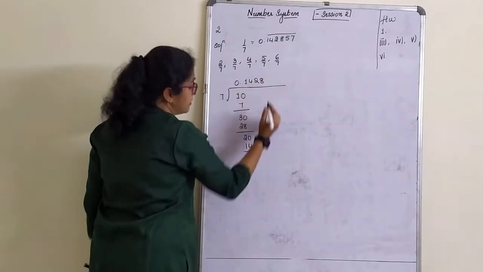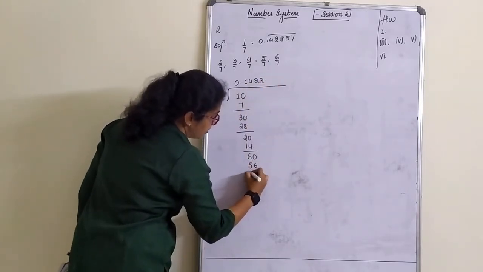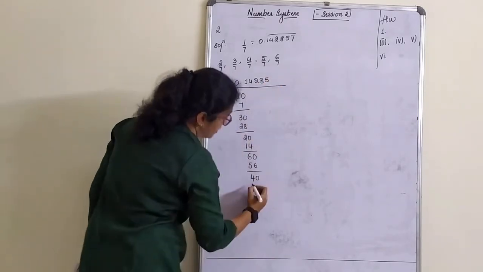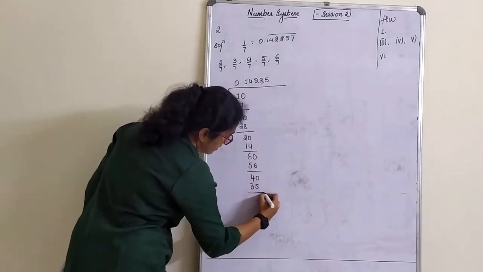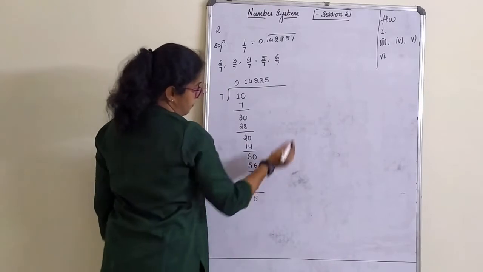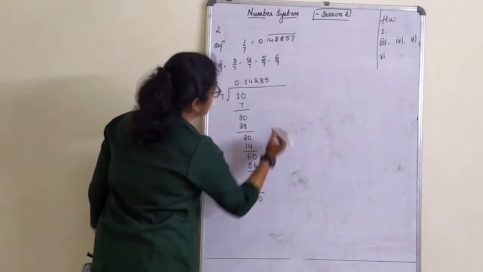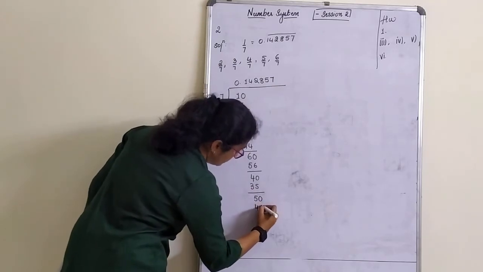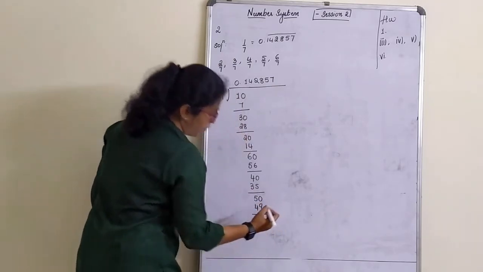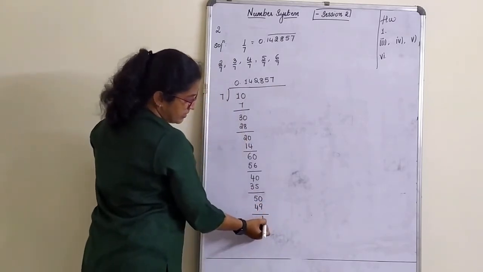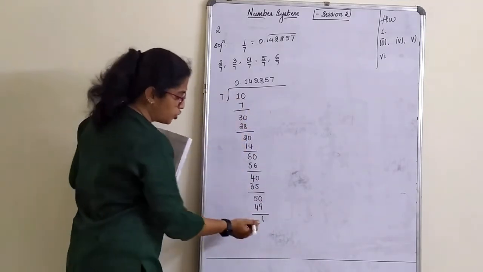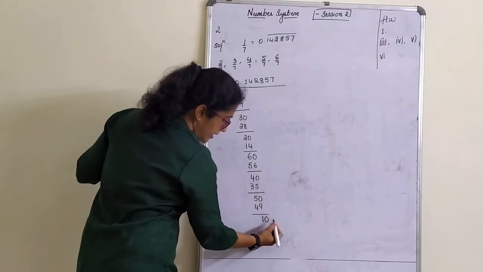7 eights are 56. Remainder 4. 7 fives are 35. Remainder 5. 7 sevens are 49. Remainder 1. Again, if I take 0 and do here, I'll again begin from the first one. Correct? Let me just show you. See here. Again, remainder 0.